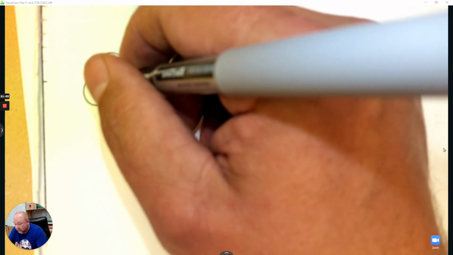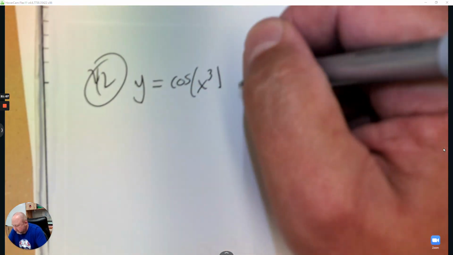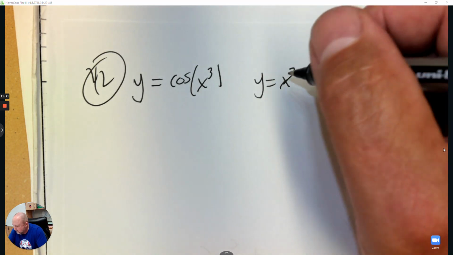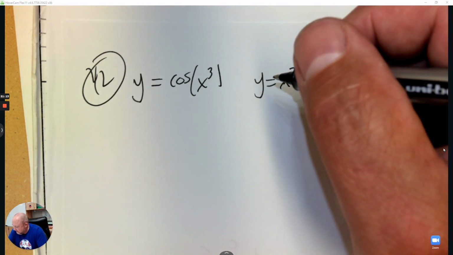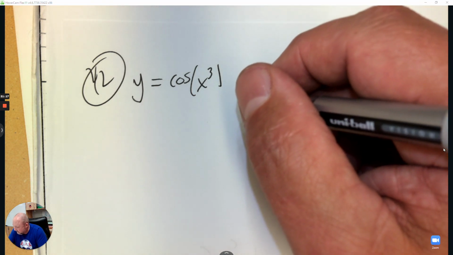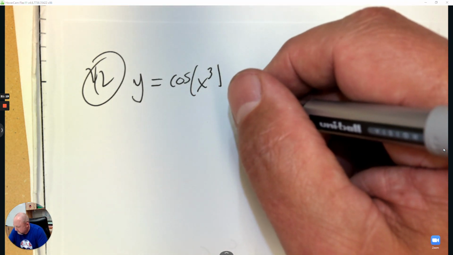42. Let R be the region enclosed by the graphs y equals cosine x cubed and y equals x squared. Set up and evaluate the integral that gives the area. Show the equation used. Make sure your calculator is in radian mode.